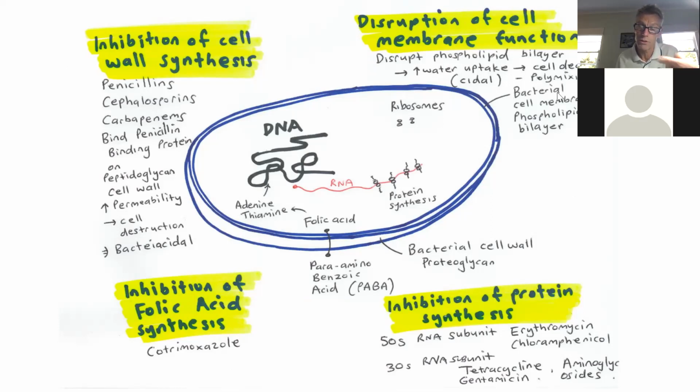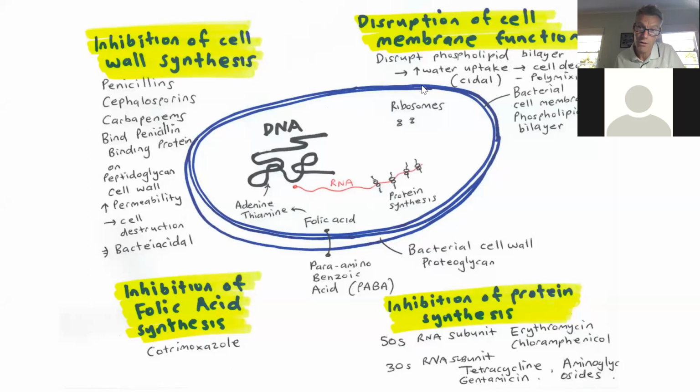So polymyxin is one of them. It's quite a good antibiotic for staph infections as well. And they disrupt the phospholipid bilayer of the bacterial cell wall membrane. And then there's some antibiotics that just inhibit protein synthesis within the bacteria. And so erythromycin and chloramphenicol, aminoglycosides, and tetracycline, they inhibit the RNA conversion of DNA to protein.